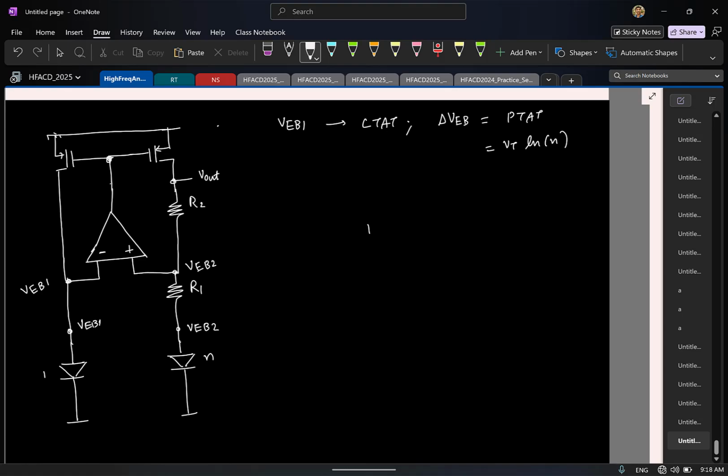Now, if I look at my output voltage, it is essentially the drop across R2. Sorry, this is VEB1. Negative feedback will make sure both are at VEB1. If I look at the output now, it is the drop across R2 plus VEB1. I'll write it this way: the drop across R2, let us say I times R2, plus VEB1. Of course, this is now your CTAT voltage. Now, if this voltage is VEB1 and this voltage is VEB2, what can you say about the current?